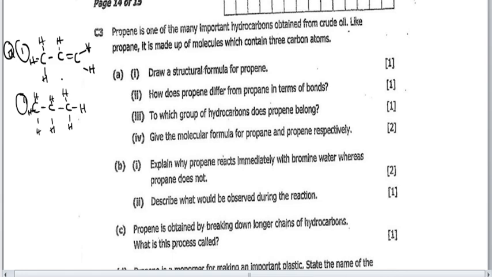To which group of hydrocarbons does propene belong? Propene belongs to the group of hydrocarbons we call alkenes. So we call them alkenes.